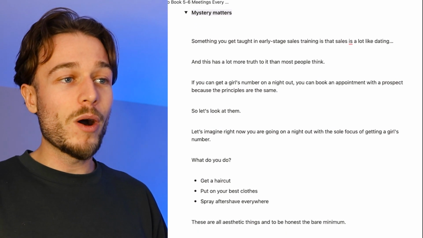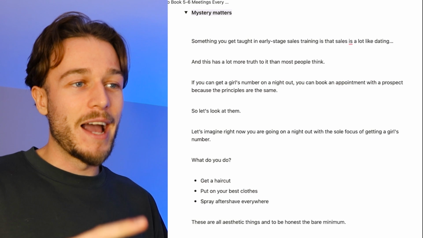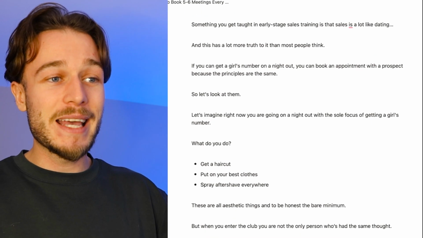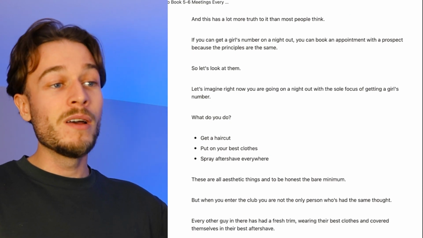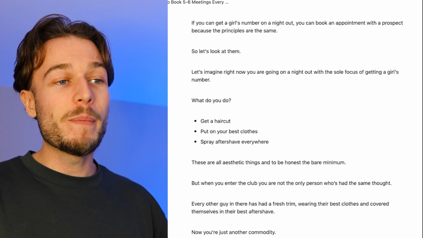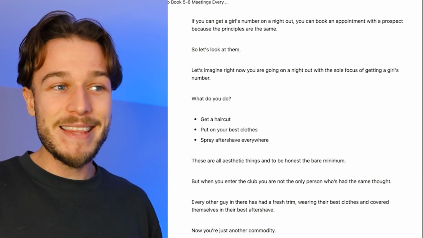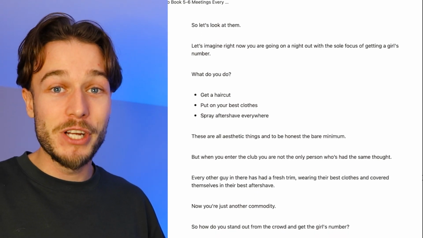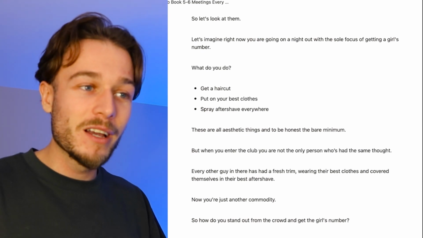So what do you do? Well, before your night out, you'll probably get a haircut, you'll put on your best clothes, and you'll spray aftershave everywhere so you smell nice. Okay, so these are all aesthetic things, and to be honest, they're probably the bare minimum that you would do to go on a night out. But when you enter the club, you've got to remember that you're not the only person who's had the same thought. Every other guy in there has had a fresh trim, they're wearing their best clothes, and they've covered themselves in their best aftershave, which is all probably the same aftershave anyways. So now you're just another commodity.